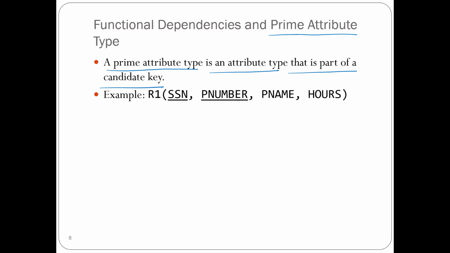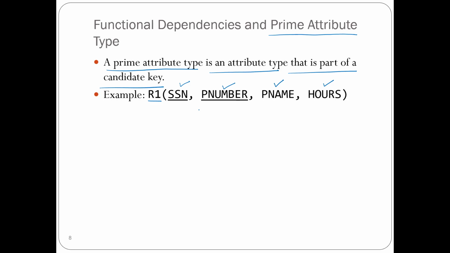So let's look at an example here. In this example, you're looking at a relation R1, and that relation has the attribute types SSN, P number, P name, and hours. Here again, it's similar to the last example that we had in the previous slide, where an employee is working on projects. An employee can work on multiple projects, and for one project, we can have multiple employees.